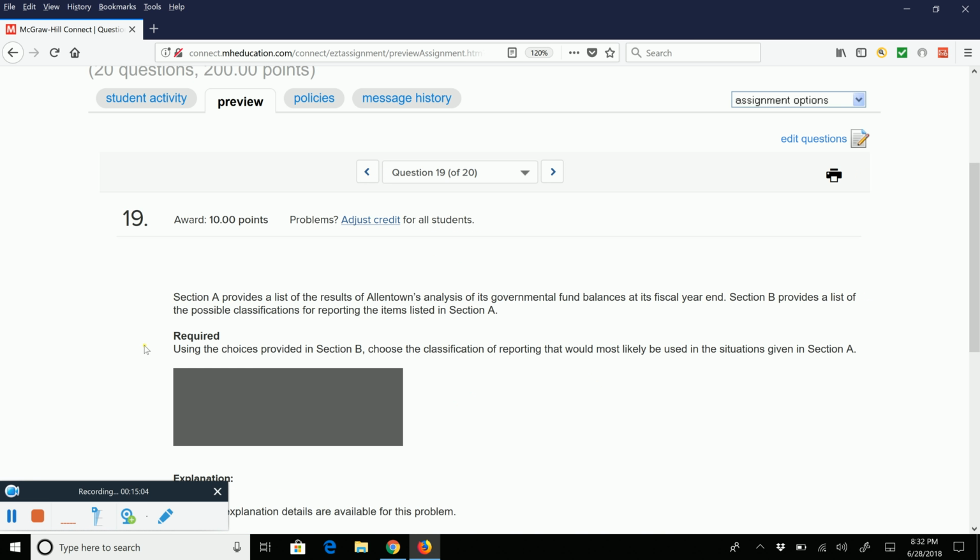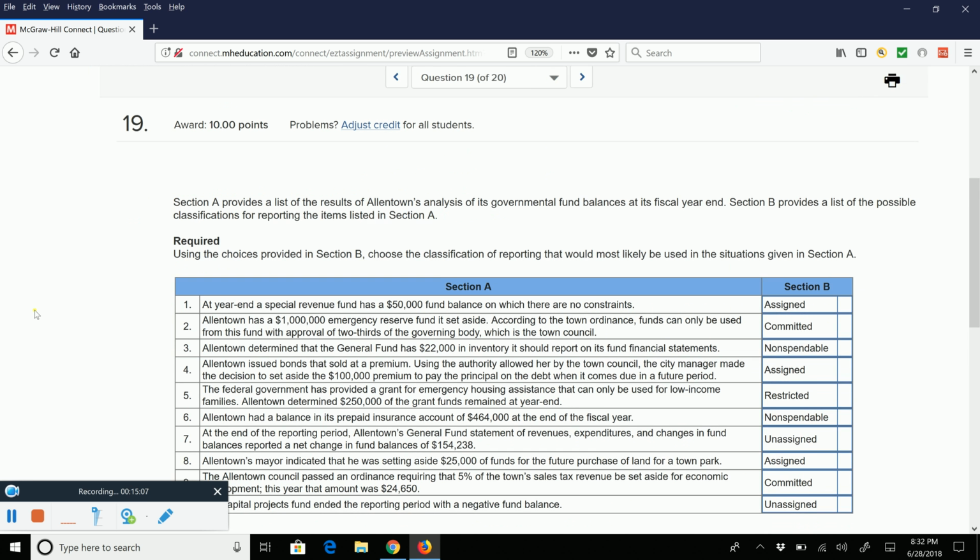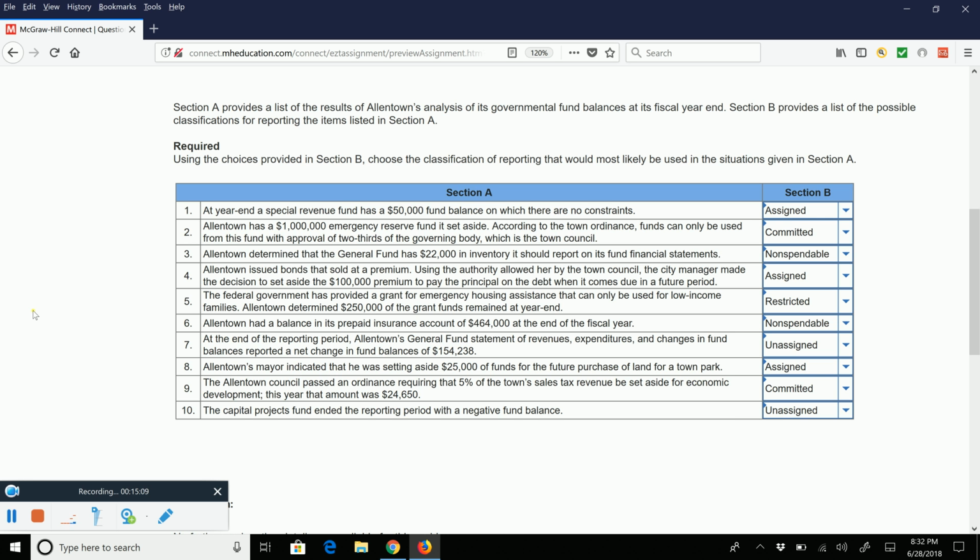All right, question 19. This question deals with equity for governmental funds. Okay, the equity for governmental funds, as a refresher, is called fund balance. There are 5 categories of fund balance. Those 5 categories are as follows. Number 1, non-spendable. Number 2, restricted. Number 3, committed. Number 4, assigned. And number 5, unassigned. Really quickly, and then we can go through these 10 examples.